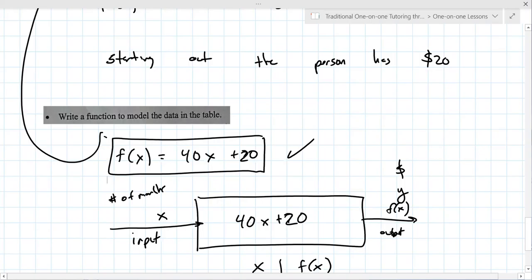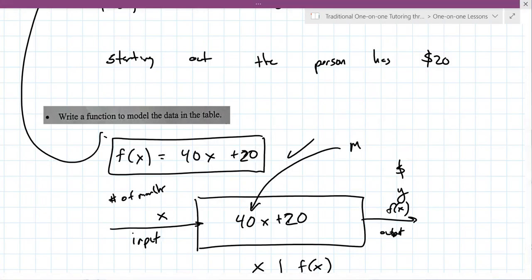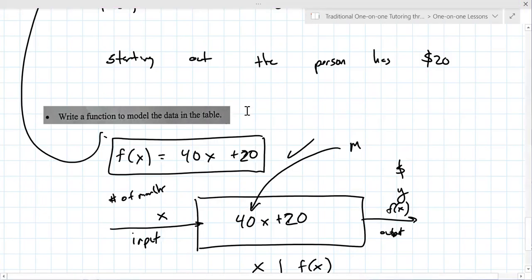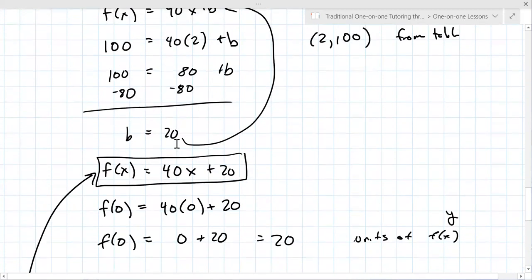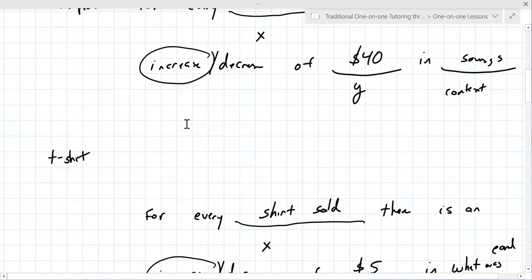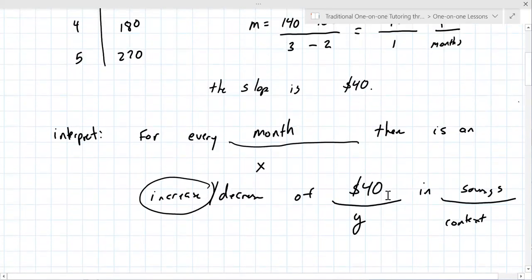Rate of change is the slope. What is the slope of this function? The slope y2 minus y1 over x2 minus x1. No, you have the slope. Slope is right here. Oh, my bad. 40. That's the slope. Okay. So then 40 is the slope, so every month it's going up 40. Yeah, we already did all that. We already said, okay, for every month there's an increase of $40 in the savings.